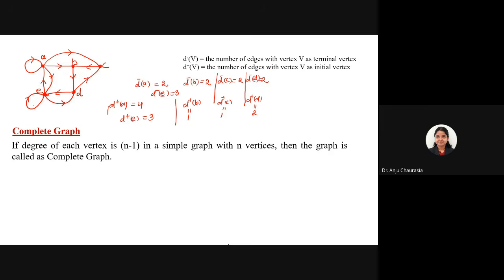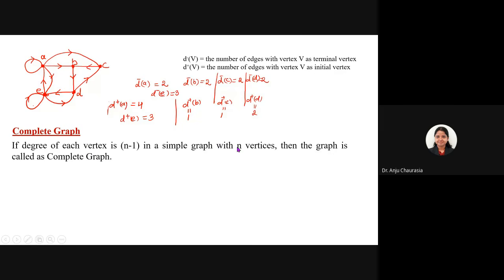So we can see here the concept of a complete graph. How can we say a graph is a complete graph? Very clearly, if the degree of each vertex is n minus 1, when the total number of vertices is n, in a simple graph, meaning no parallel edges and no loops, keep that in mind. So what you have to check: if the degree of each vertex is n minus 1, the graph is said to be a complete graph.